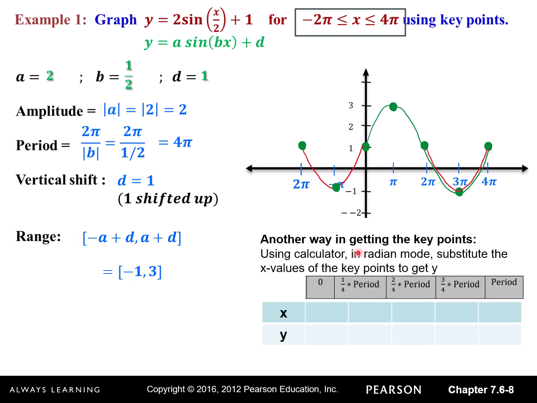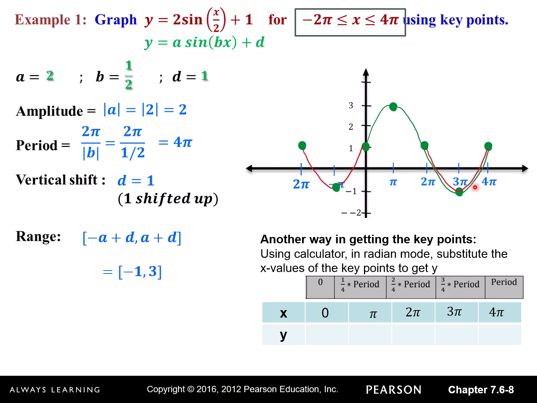Another way of getting the key points: once you identify the x values of the key points, you can use a calculator to get the value of y, but make sure your calculator is in radian mode, and then substitute these x values of the key points into the given function. For example, your x values are 0, then pi, 2 pi, 3 pi, and 4 pi. So you will get all the x values here.